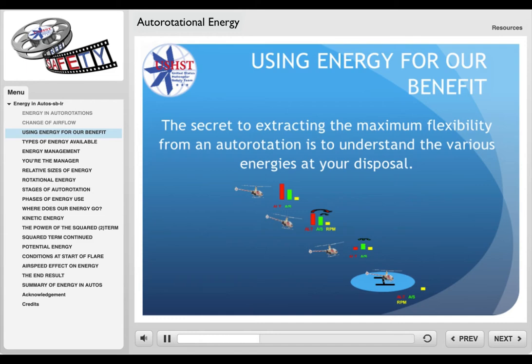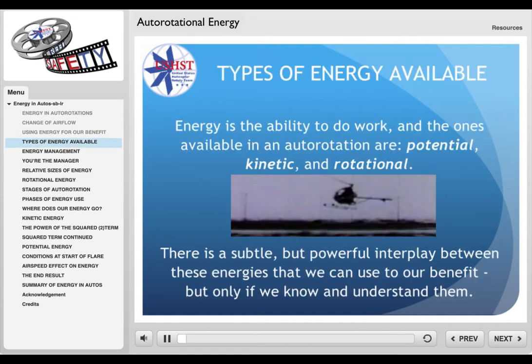The secret to extracting the maximum flexibility of an autorotation is to understand the various energies we have at our disposal. Types of energy available. Energy is the ability to do work, and the energies that you have available to you in autorotation are potential, kinetic, and rotational. There is a subtle but powerful interplay between these energies that we can use to our benefit, but only if we know how and we understand them.